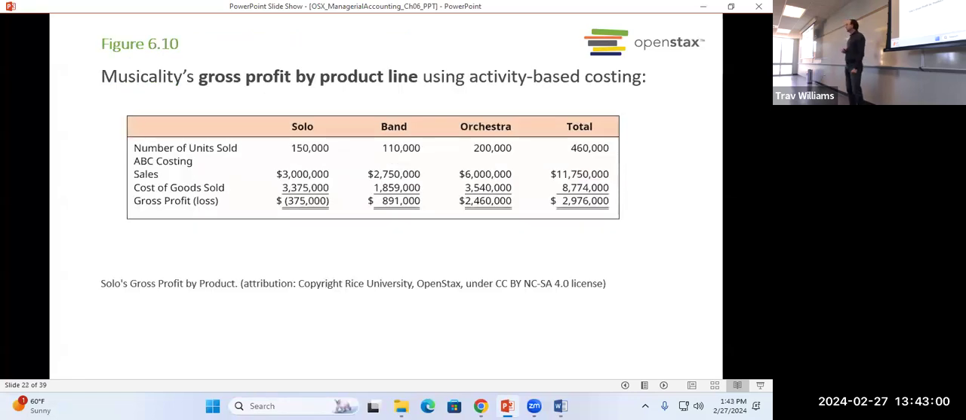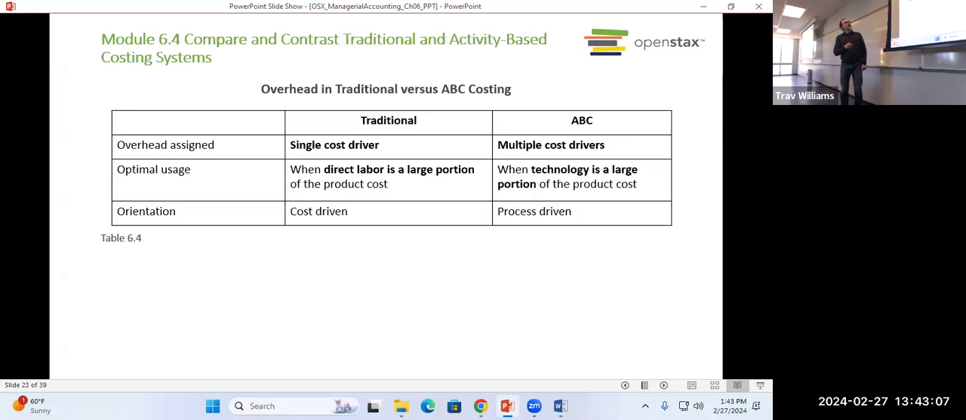So, any questions or comments so far? All right, so as you've learned, in the traditional overhead costing method, you pick one driver, machine hours or labor cost, and you use that all the time. In the ABC method, you can have multiple drivers.